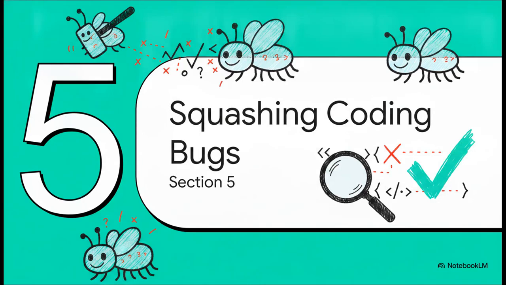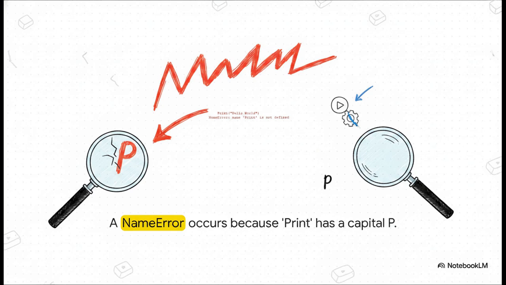All right, Section 5, Squashing Coding Bugs. Of course, as you write more and more lines of code, you are eventually going to make a mistake. It happens to literally everyone. Remember, Python is strictly case-sensitive. Notice the glaring red name error here. A developer tried to print Hello World, but they capitalized the P in print. That single tiny capital letter completely breaks the entire program. To fix it in script mode, you have to physically go back to the text editor, change that capital P to a lowercase p, save it, and run it all over again.